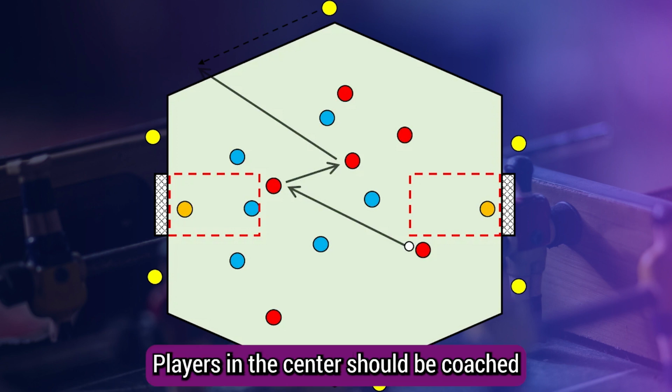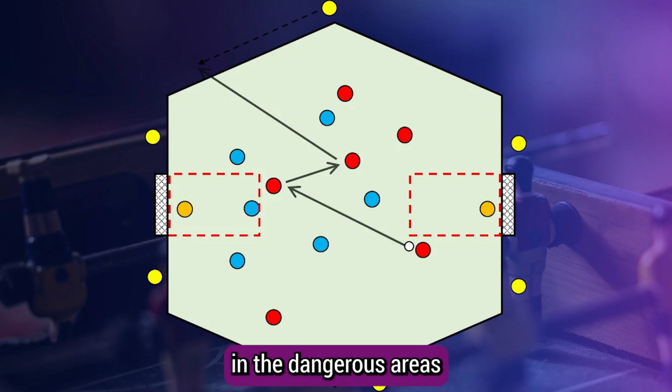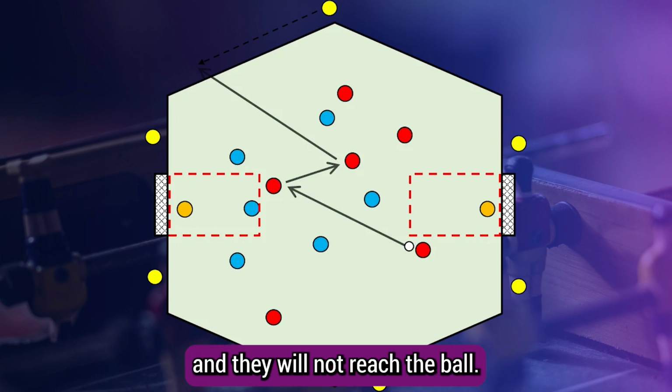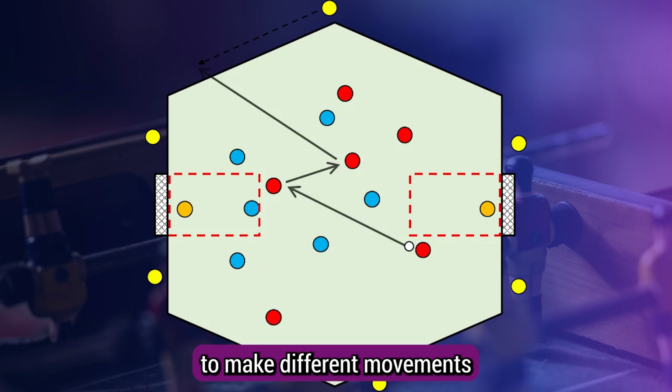Players in the center should be coached to arrive in the dangerous areas, marked as the red zone, in front of the goal. If they arrive as the ball arrives from the wide player too early, they can be marked easily; too late, and they will not reach the ball. Attackers should also look to make different movements, occupying as much of this red zone as possible.